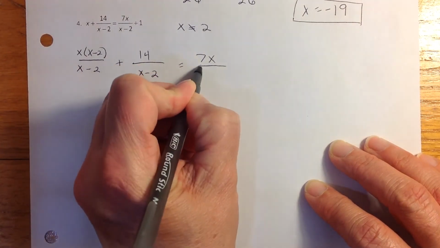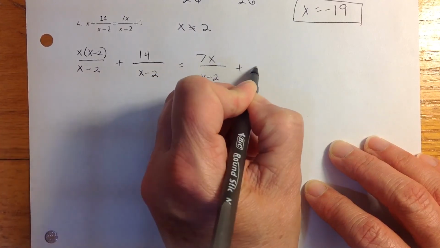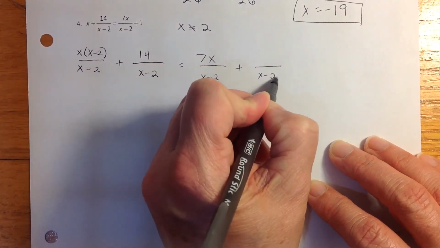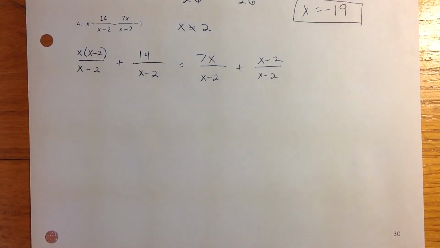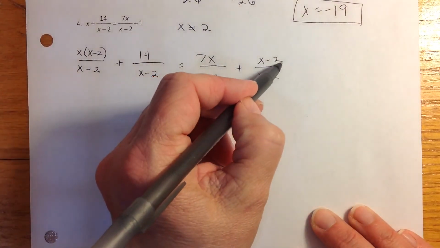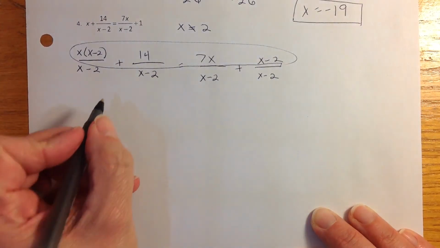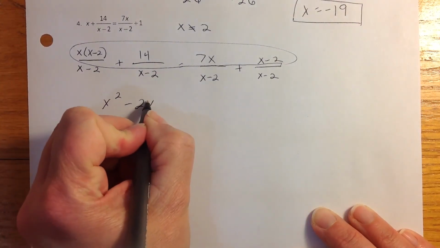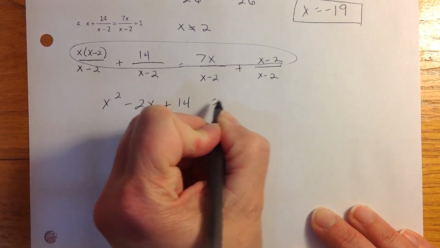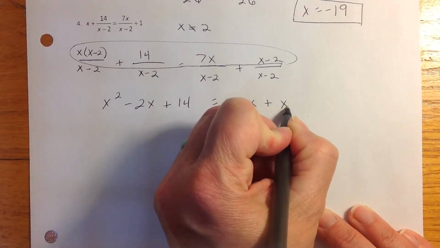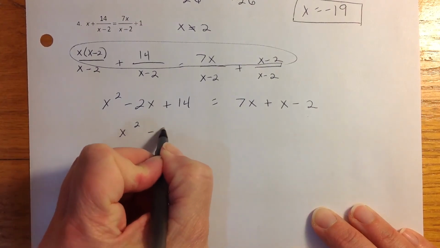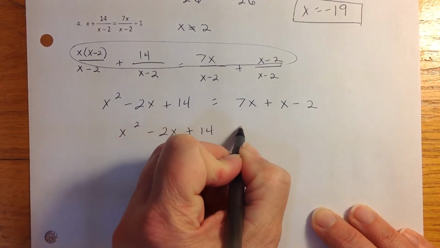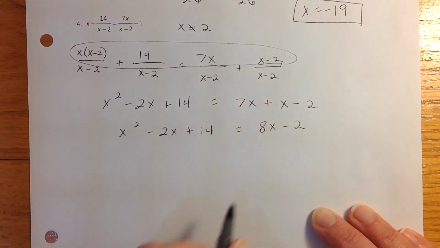Equals 7x over x minus 2. Plus, if 1 needs x minus 2 in the bottom, it needs x minus 2 also in the top. Now I see that my denominators are the same across, so I am going to peel out the top. I get x squared minus 2x plus 14 equals 7x plus x minus 2. I'm going to combine. So I get x squared minus 2x plus 14 equals 8x minus 2.